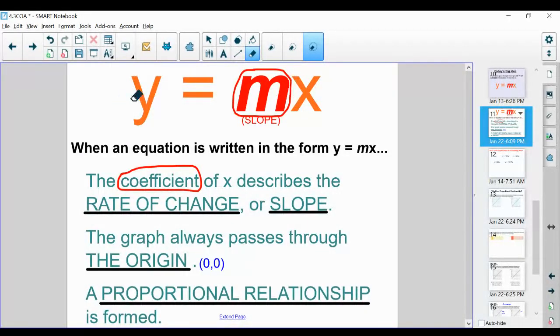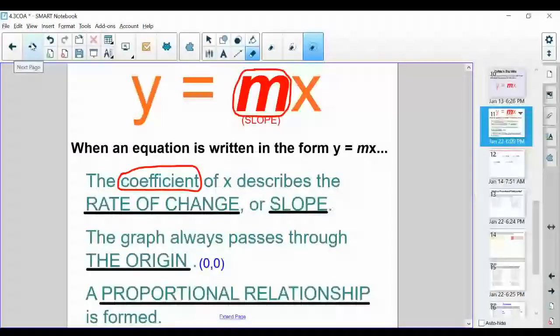Let's look up top. We have y is equal to mx, where m stands for our slope. When an equation is written in the form y is equal to mx, the coefficient of x describes the rate of change, or we call it the slope. Remember, the coefficient is the number getting multiplied to a variable. So in this case, mx, m is going to be the coefficient. That's going to eventually be a number. The graph will always pass through the origin, 0, 0, and a proportional relationship is going to be formed.